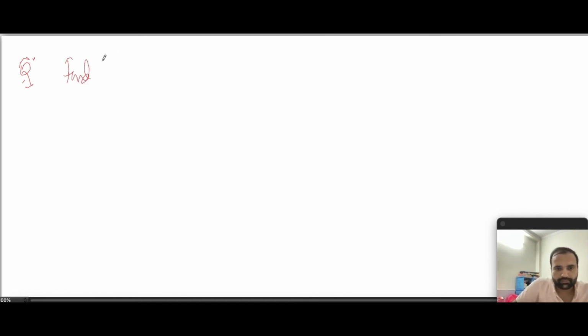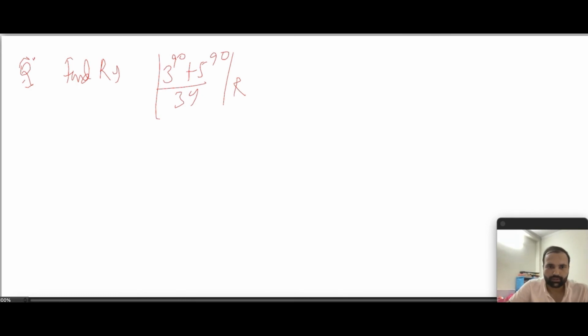Okay, now again, find the remainder. We can say 3^90 plus 5^90 by 34. Okay, how would we go about doing this? Again, you may say 3^90 by 34. We can split it, and 5^90 by 34, isn't it?